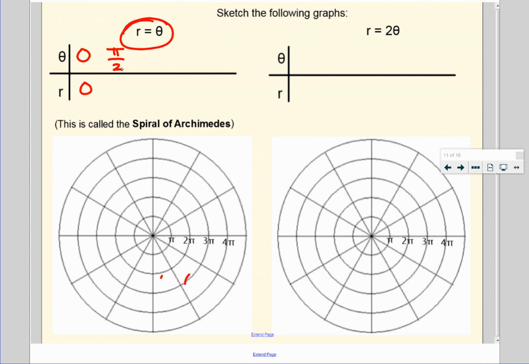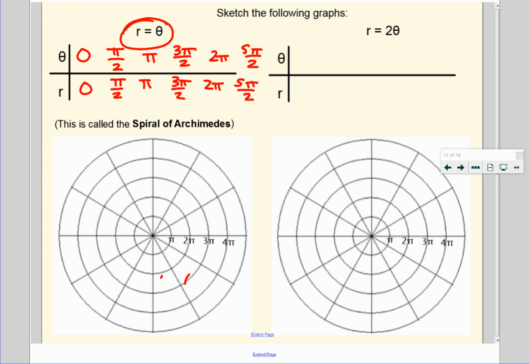Like I could count by pi over 6s if I want. I could count by pi over 4s. I'm just going to count by pi over 2. Pi over 2, pi, 3 pi over 2, 2 pi, 5 pi over 2. That's just every pi over 2. I'm picking a number. Okay, just setting up a table. And then in this case, I again don't really have a whole lot to plug in. Theta is whatever r is. So the bottom of the table is going to look the same. Pi over 2, pi, 3 pi over 2, 2 pi, and 5 pi over 2.